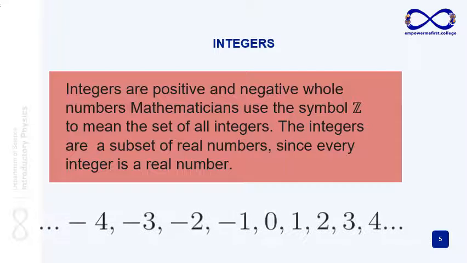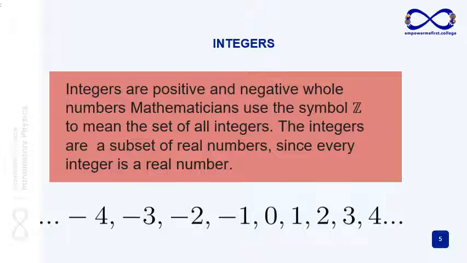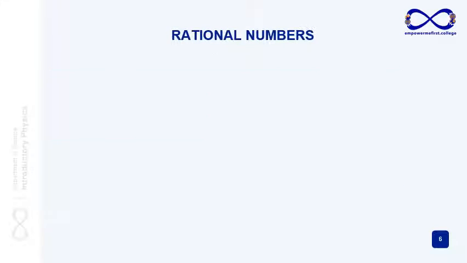So let's look at an example of integers. We've got numbers from -4, -3, -2, -1, 0, 1, 2, 3, 4. All these whole numbers represent integers.